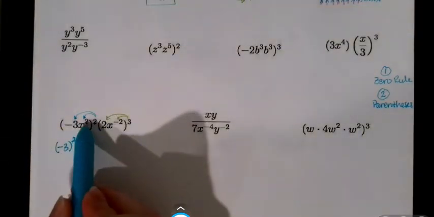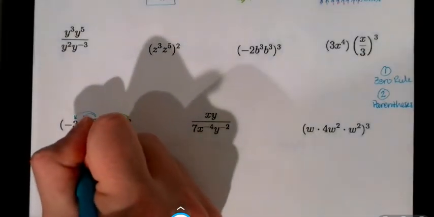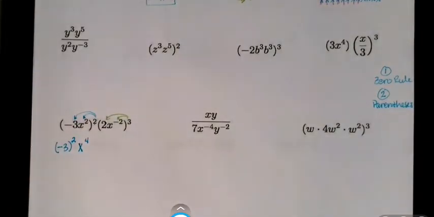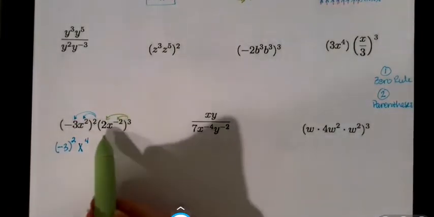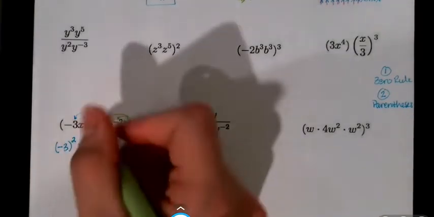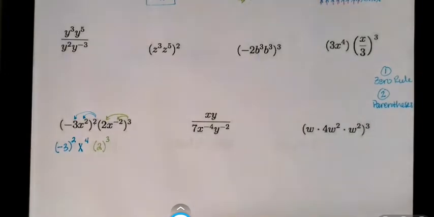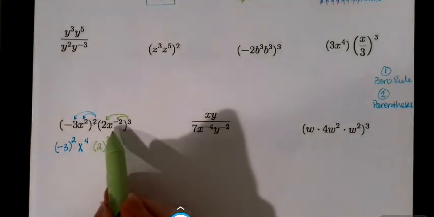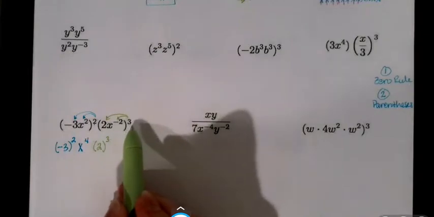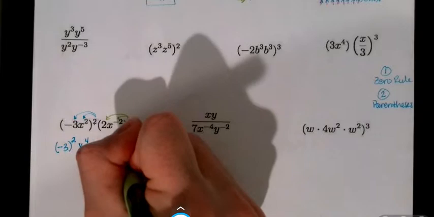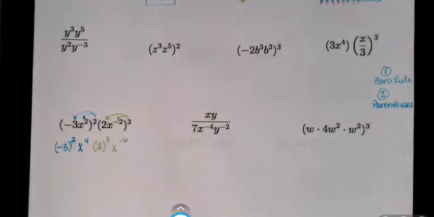Then I have x squared raised to another power of 2. I want to multiply those exponents, and so I would get x to the fourth. For my second set of parentheses, I have 2 raised to a power of 3. Because it's a positive number, the parentheses aren't necessary, but I'm still going to do it so that it becomes a habit. And then x to the negative second, and I'm raising that to a power of 3, so I want to multiply those exponents. So I get x to the negative sixth.